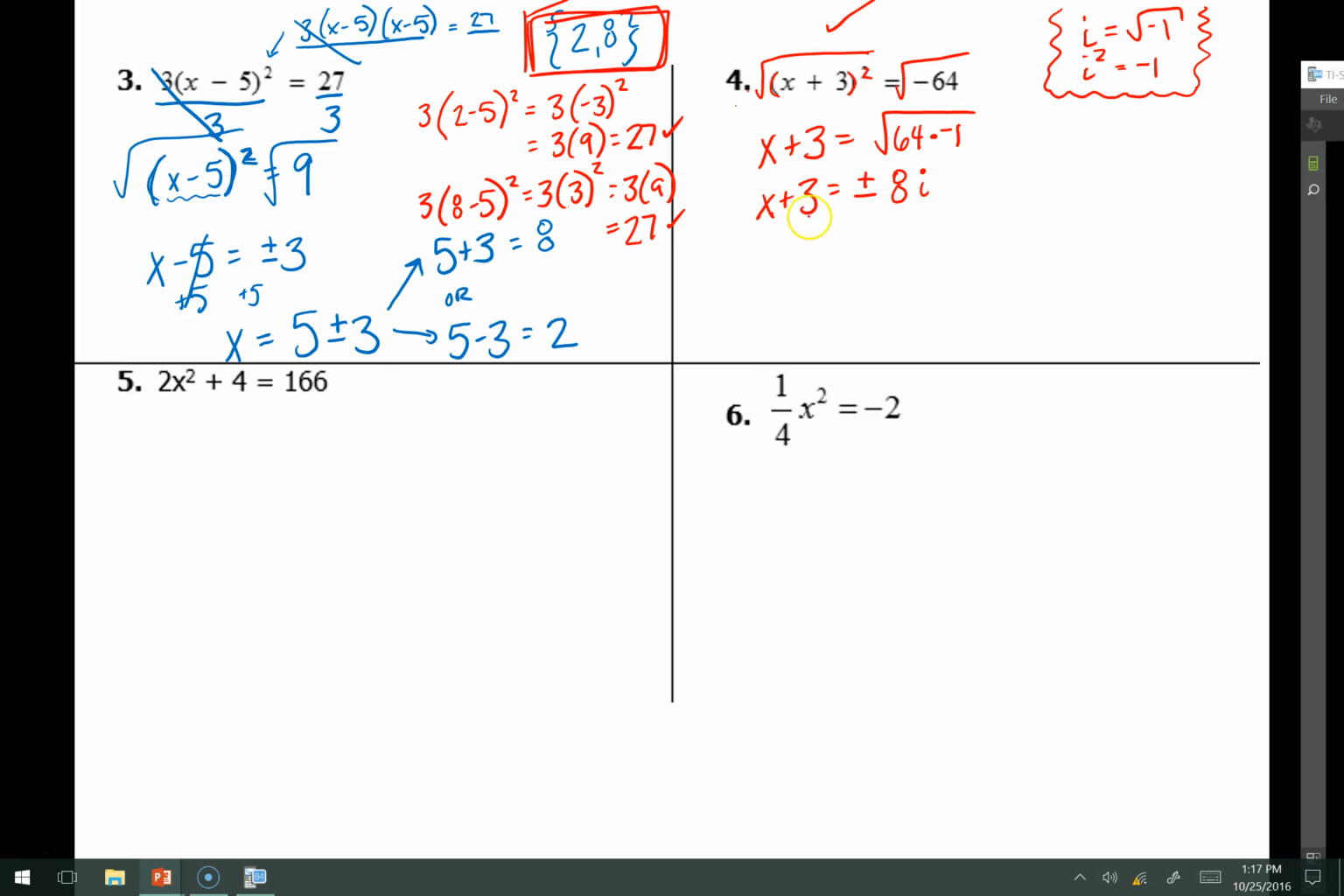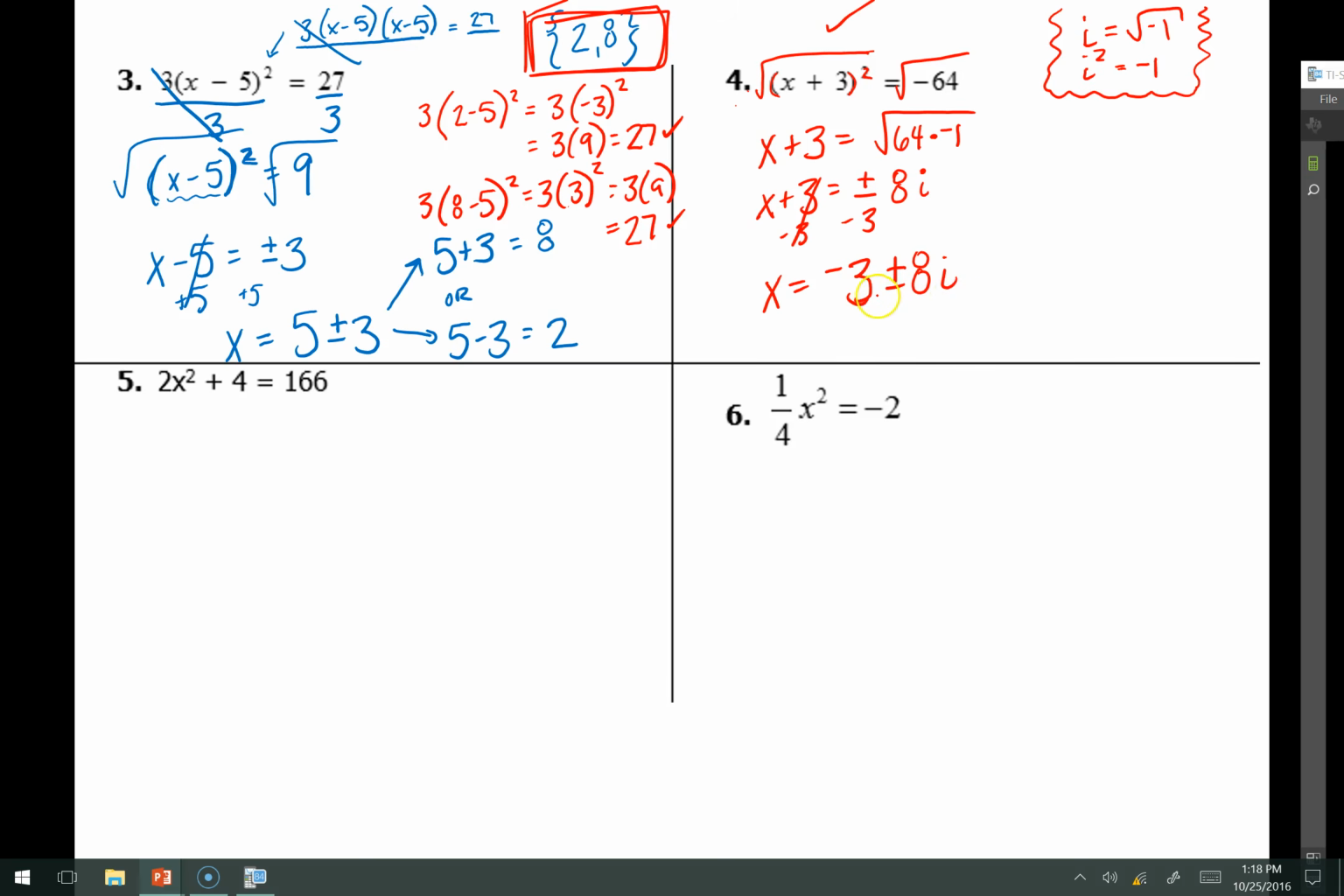All right, so now let's move this over so we can solve for x. We're going to subtract 3 from both sides here. That gives me x is equal to negative 3 plus or minus 8i. Now think about this for a minute. Can you combine this 3 plus and minus 8? You can't, because remember, this i is like a variable when we're doing operations, which means that these are not like terms. I can't do any further simplifying from this point.